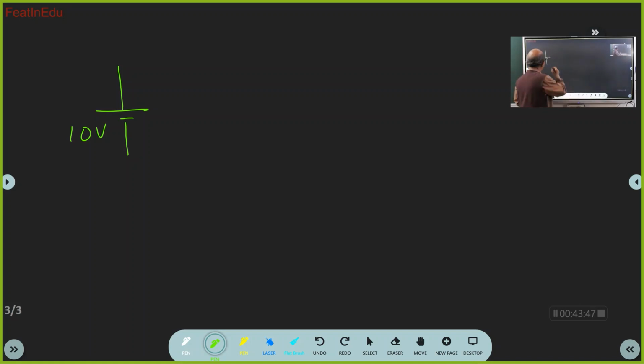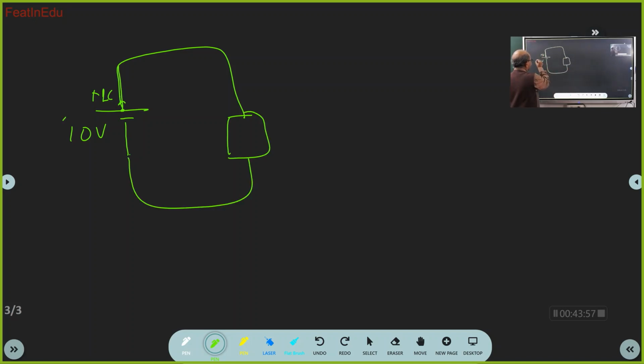So 1 coulomb of positive charge, if it leaves this point, goes through the circuit and then returns back, then it has expended 10 joules of energy.